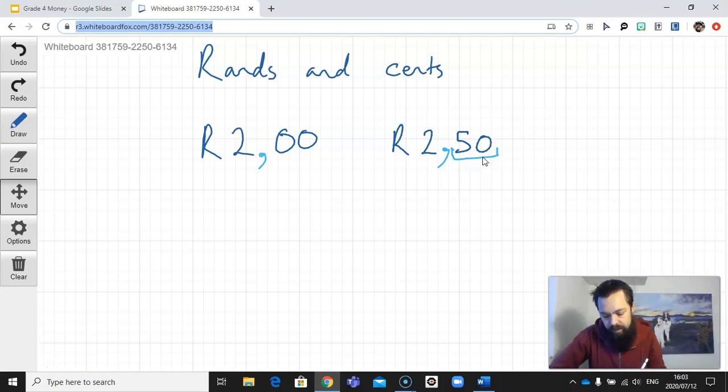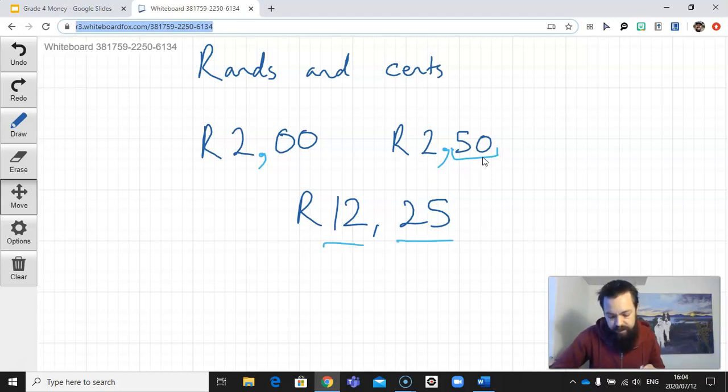We might have something like 12 Rand, 25 cents. Why am I always doing 2? It doesn't have to have the cents there. Sometimes people put it in. All right, well, that means that we've got 12 full rands and 25 cents. If we want to look at how many cents that is, we simply remove the comma and we see that this is the equivalent of 1,225 cents. All right, so that's the same as 12 Rand, 25 cents.